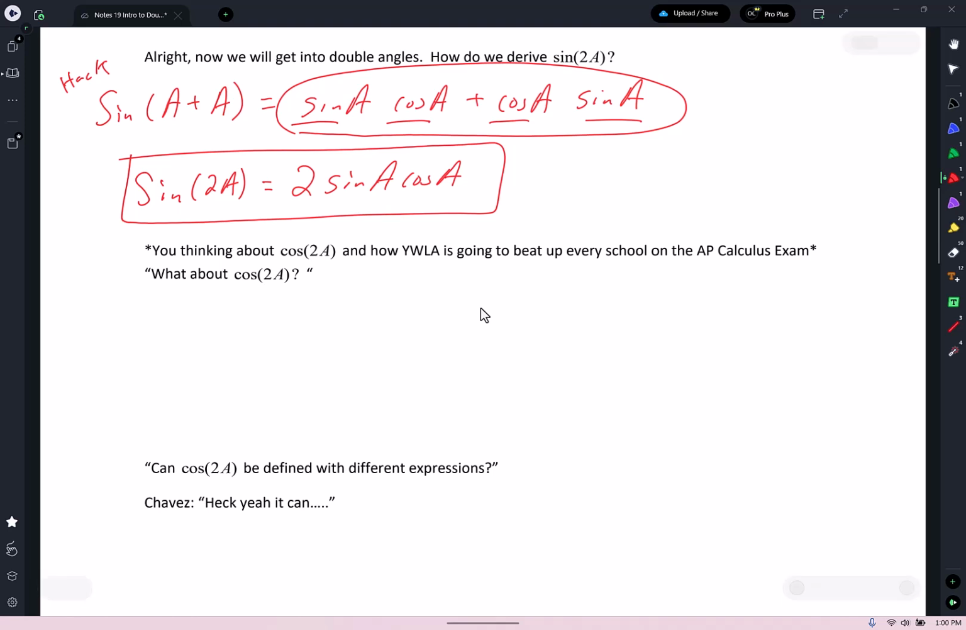All right. You thinking about cosine 2a and how algebra is going to beat up every school in the AP calculus exam. We're gonna beat up everyone in AP calculus, but also in AP pre-cal. Wouldn't it be cool if we had 100% qualifying? Maybe we can make it happen.